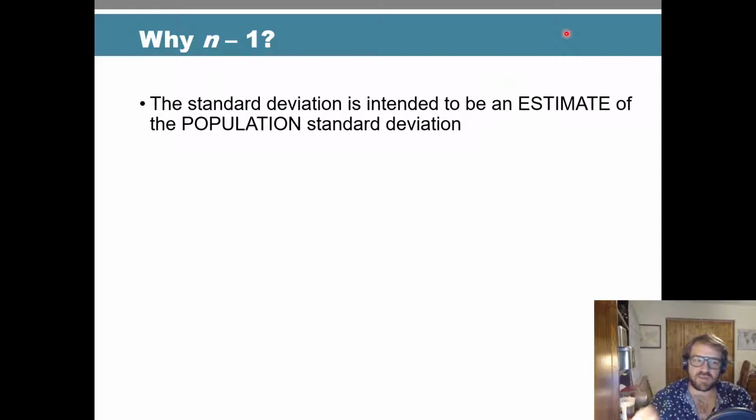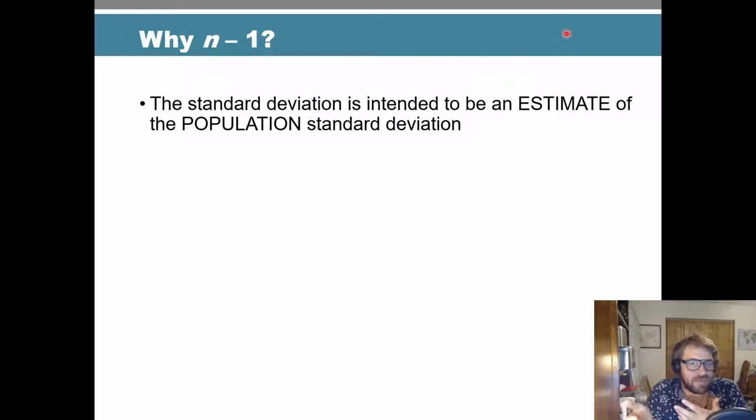What I should have said is the sample standard deviation is intended to be an estimate of the population standard deviation. We're estimating. We don't know. We're taking a sample, right? Take a scoop, an ice cream scoop, and we're sampling this ice cream. We're assuming that the rest of the ice cream barrel tastes like the scoop that we get. We're sampling it. But we want to have a good estimate.